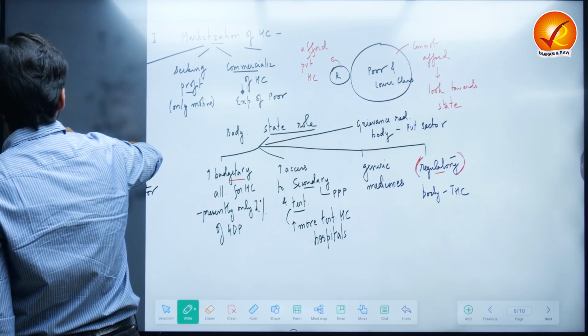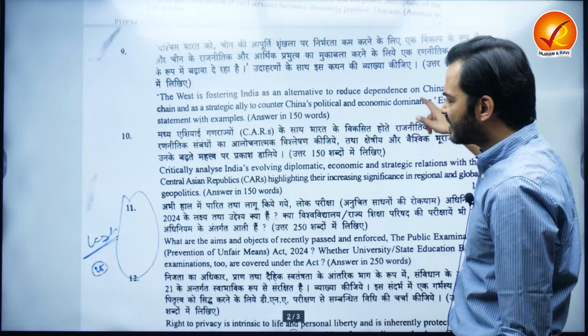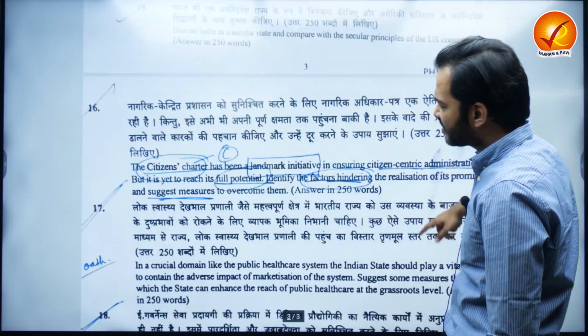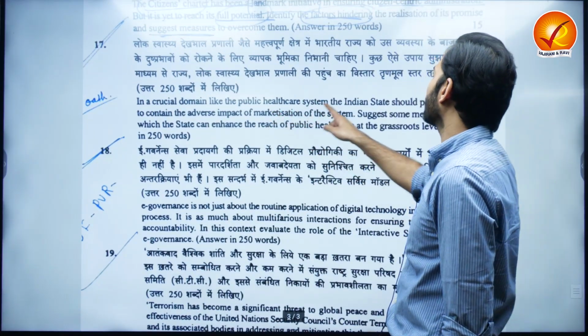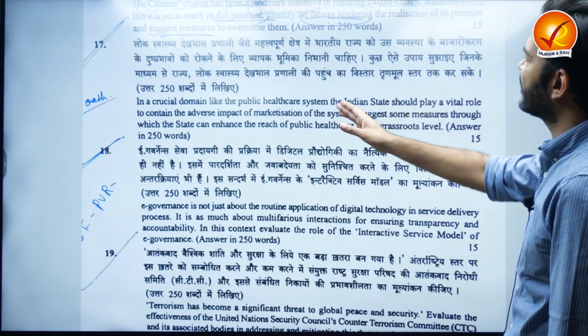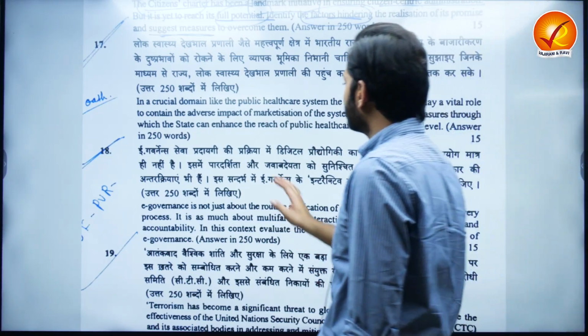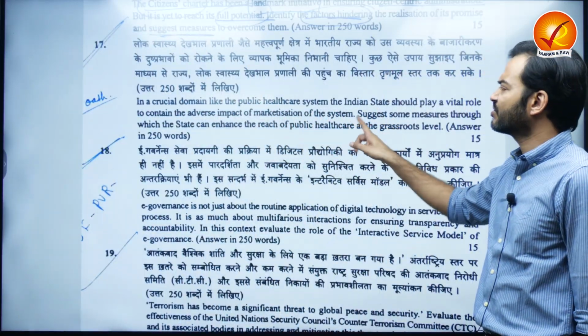Question number 17 is about the healthcare sector in India. So what is the question? It is a 15 marker question. In a crucial domain like the public healthcare system, the Indian state should play a vital role to contain the adverse impact of marketization of the system.